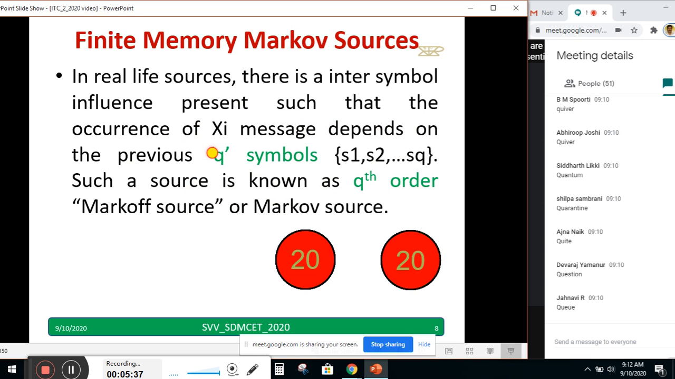For example, if the present symbol depends on the previous three symbols, we can say it is a third order Markov source. If it depends on the previous two symbols, I can say it is a second order Markov source. Read it or copy it down. You have 20 seconds.